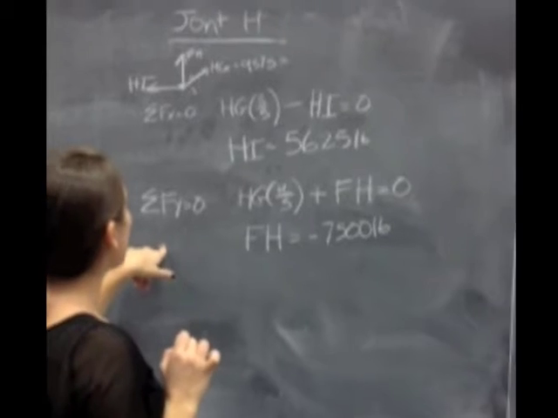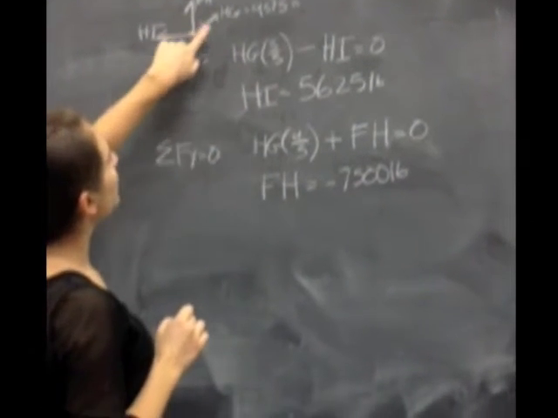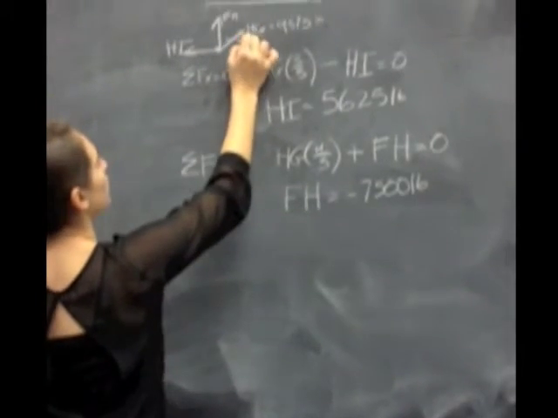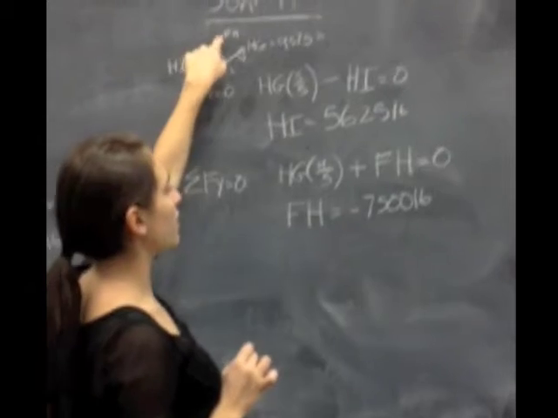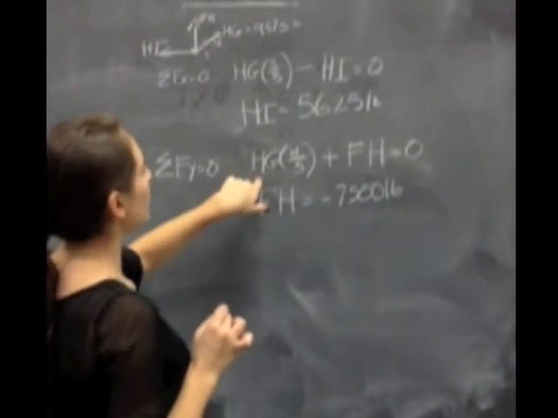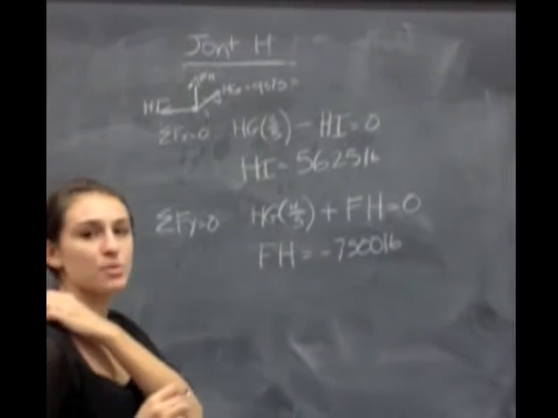So moving on to the Fy, sigma Fy equals 0. So this one you have HG times this 4 over 5, plus, same direction, FH equals 0. Plug in the HG, and then you get FH equals negative 7,500 pounds.